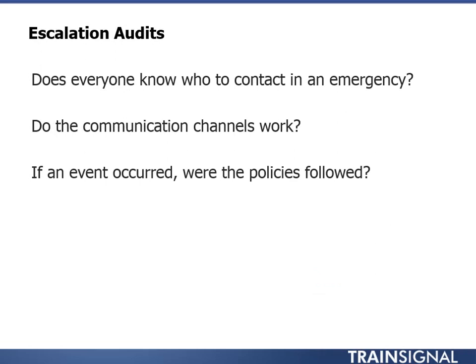Escalation audits ask if everybody knows who to contact in an emergency. They verify that communication channels work in the event of a disaster or an attack that's underway. And they ask about events that have already occurred, whether the policies were followed. So you can look at particular break-ins, power outages, compromises, and say, did everybody respond the way that they should? And if they didn't, well, how can we get it right next time?